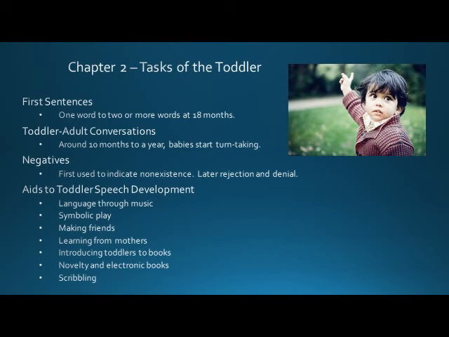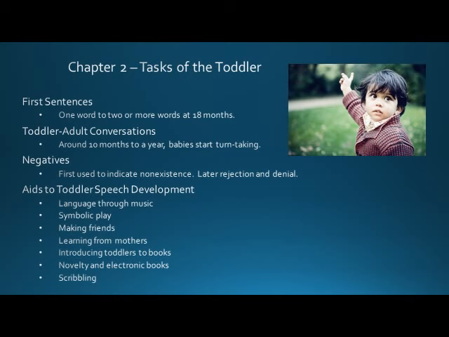In terms of aids to toddler speech development, some things that we can do with toddlers to develop their speech. We know that we learn language through music. I bet many of us learned the months of the year, the books of holy text, and other important concepts that we carry with us into adulthood that we've learned through music. So that's a very powerful aid in terms of learning language and keeping something permanent in our heads.